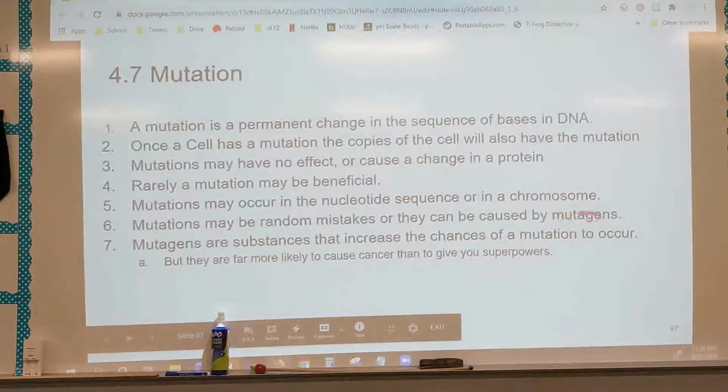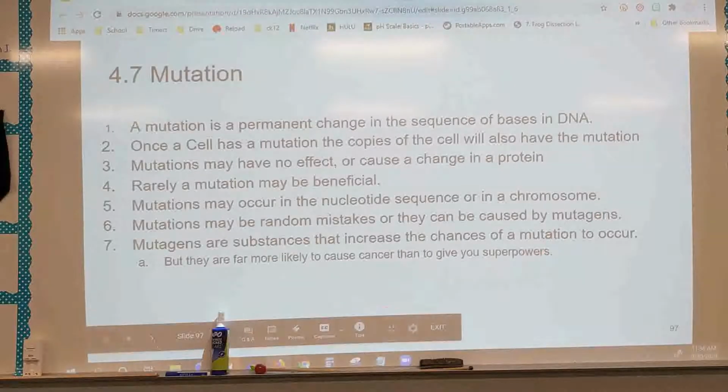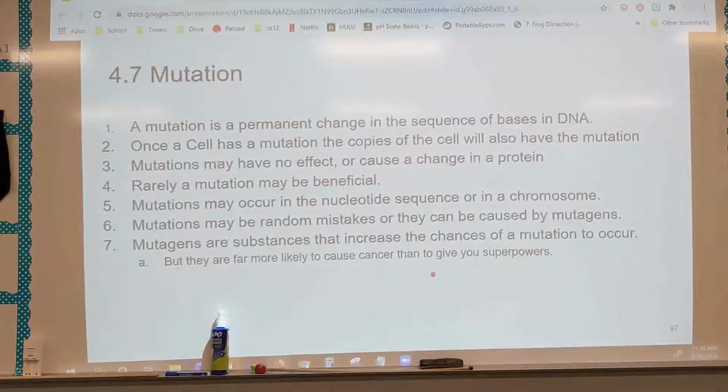Mutagens are chemicals or types of energy that cause mutations. UV radiation is a mutagen. That's why it damages your cells, because it damages the DNA in your skin cells. That's why it increases the chance of skin cancer. So wear sunblock. Mutagens are substances that increase the chances of mutation to occur. And they're far more likely to cause cancer than to give you superpowers.